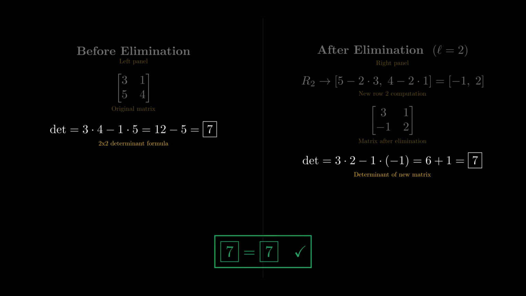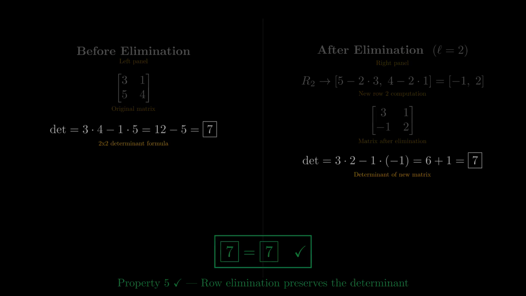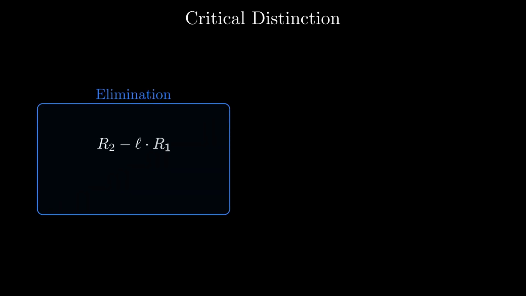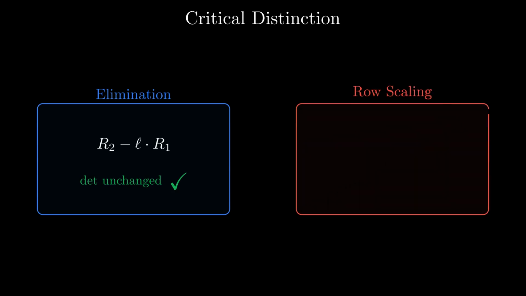Same answer. Both determinants are 7, confirming property 5. Row elimination does not change the determinant. Now, here is one critical distinction you must keep straight. Elimination, that is, subtracting a multiple of one row from another, does not change the determinant. But row scaling, multiplying an entire row by a constant, does change it. The determinant gets multiplied by that constant. Do not confuse the two. These are fundamentally different operations.